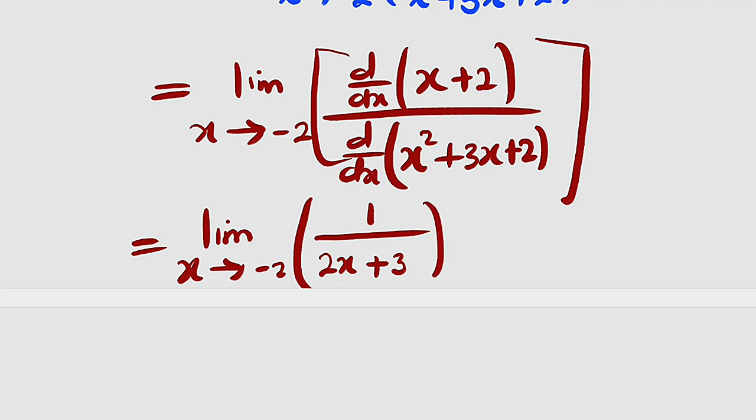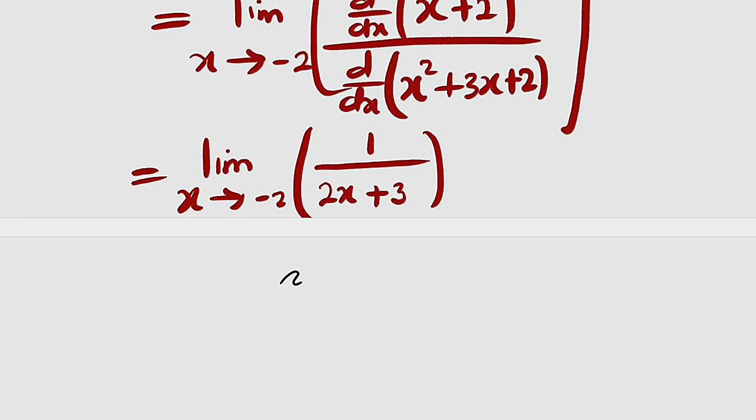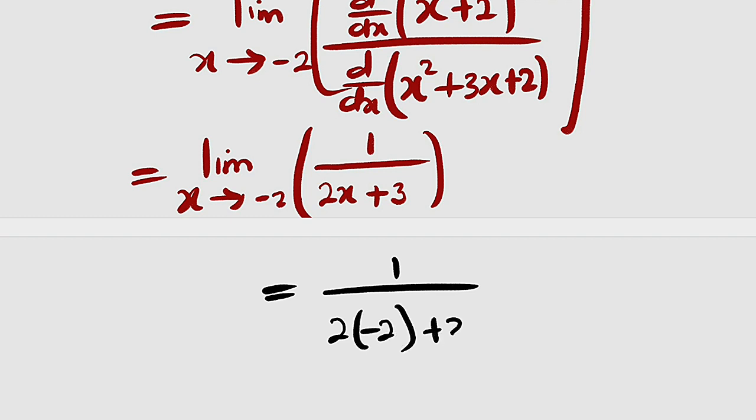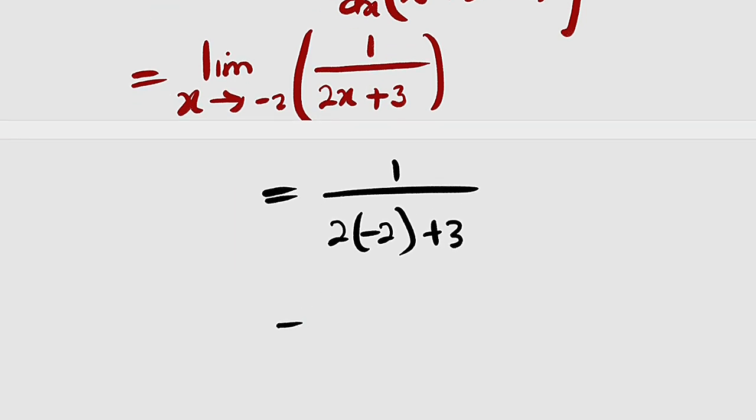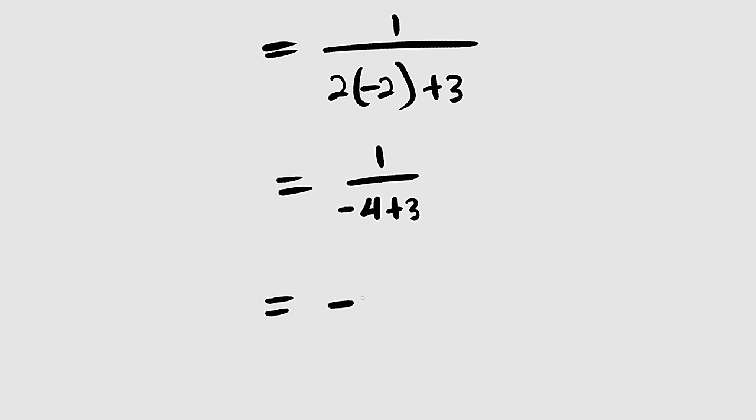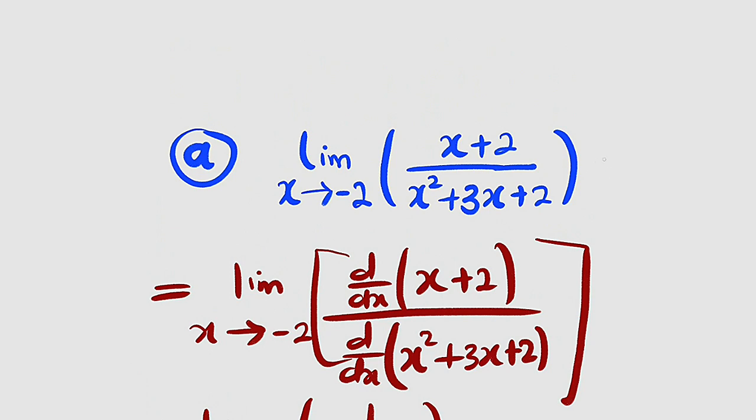So from here, we can substitute x equal to negative 2 directly. This is the same thing as 1 divided by 2 multiplied by negative 2, then plus 3. This is the same thing as 1 divided by negative 4 plus 3. And finally, this is the same thing as negative 1, because negative 4 plus 3 is negative 1 and 1 divided by negative 1 is negative 1. This implies that after evaluating this limit, you're going to obtain negative 1. Let us go to the second problem.